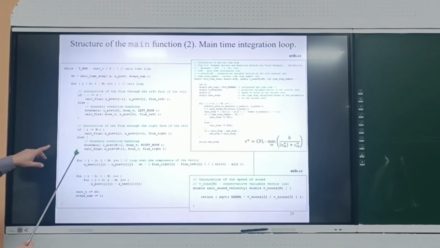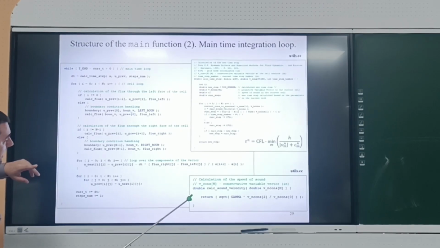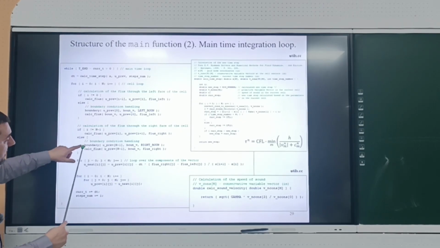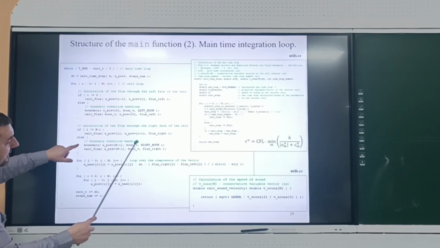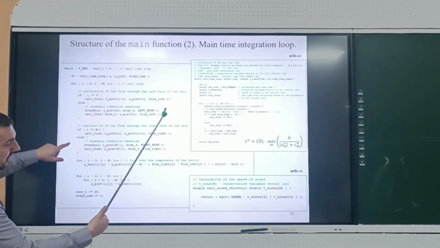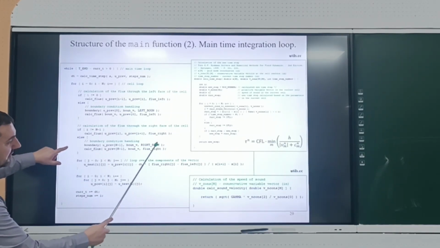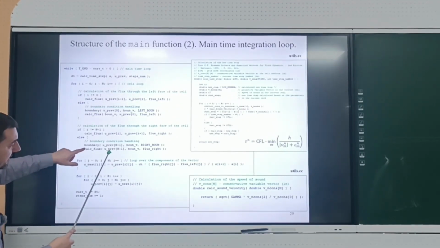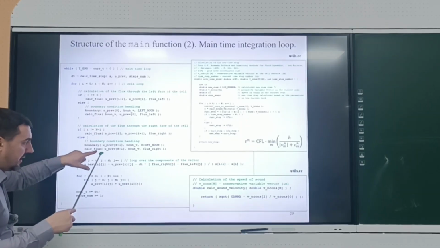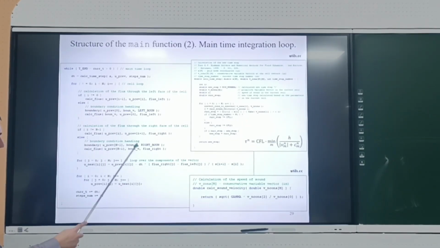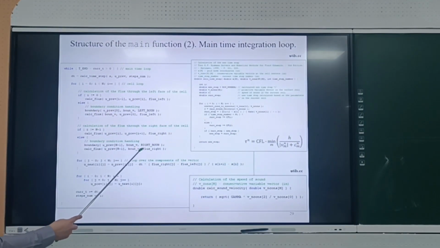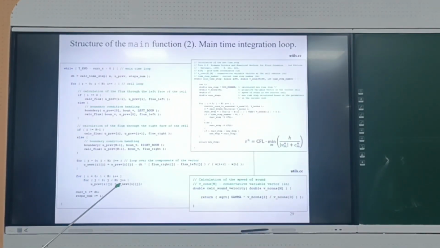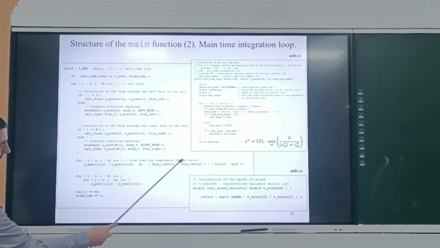Or quite the contrary, if the cell is the last one, we call the function boundary. It defines parameters in the ghost cell to the right, corresponding to the necessary type of boundary, and then we compute the flux using parameters in the current cell and parameters in the neighboring ghost cell. And that's it, and you obtain the right flux. And this is the formula of the finite-volume method.